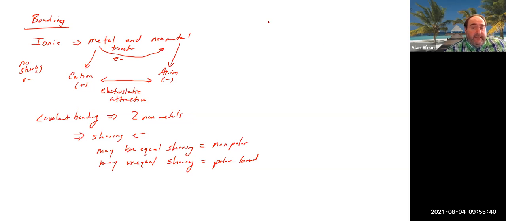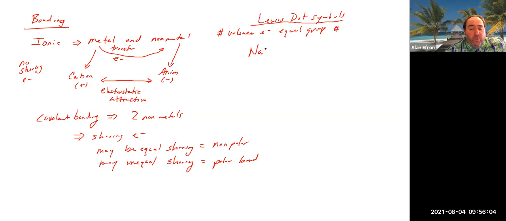We represent bonding a lot using Lewis dot symbols or electron dot symbols. And we definitely can use these to represent, for example, ionic bonding. The number of valence electrons is equal to the group number on the periodic table. So when we take something like sodium, it has one valence electron. If we look at the configuration for sodium, it is neon 3s1, and that is the valence electron.